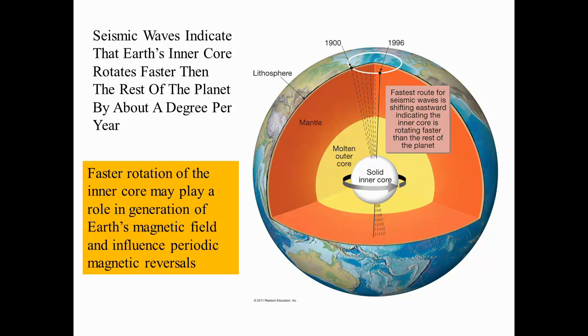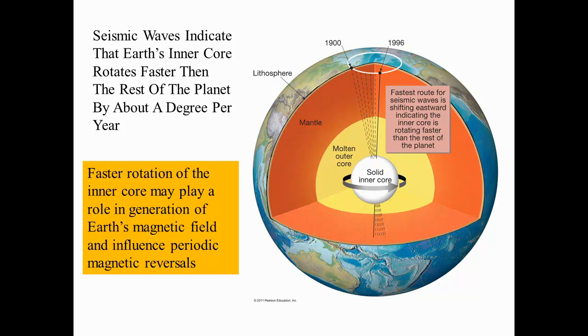Seismic waves indicate that Earth's inner core is actually rotating faster than the rest of the planet by about 1 degree per year. And this faster rotation of the inner core may in turn play a role in the generation of Earth's magnetic field, and also influence periodic magnetic reversals, which, as we saw before, occur in cycles of roughly 700,000 to 1 million years.